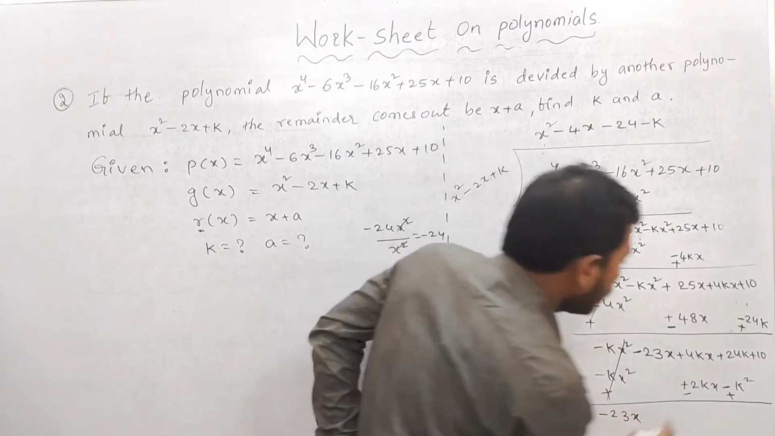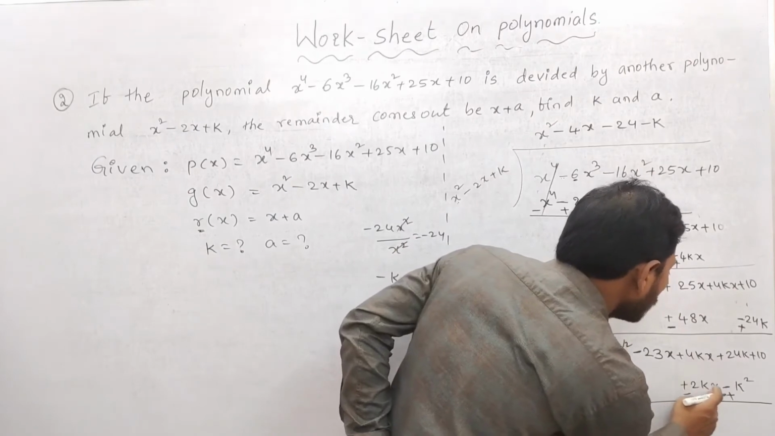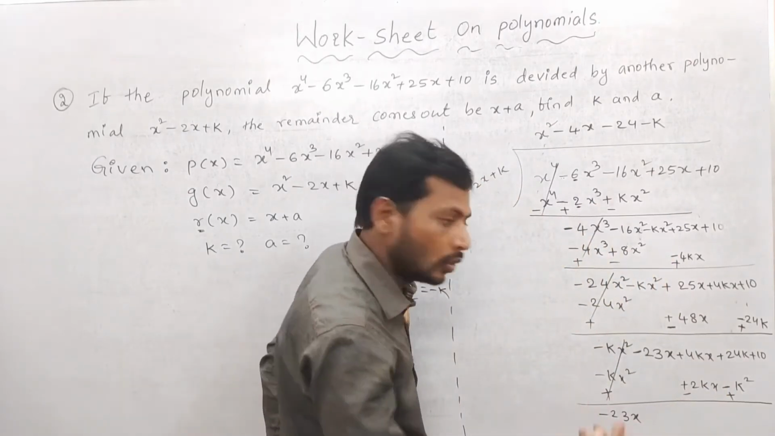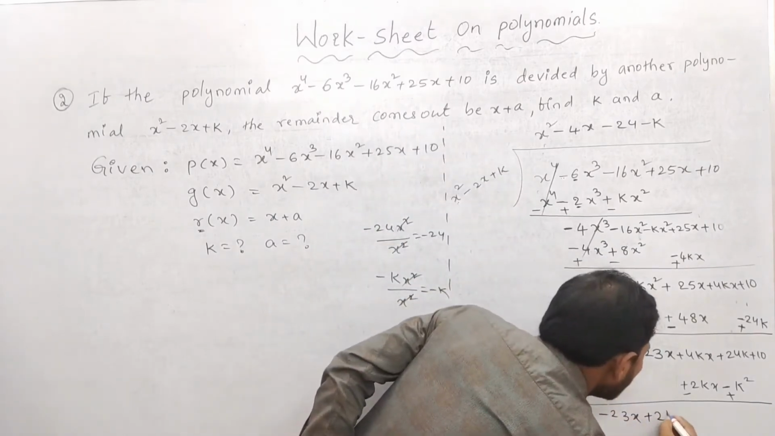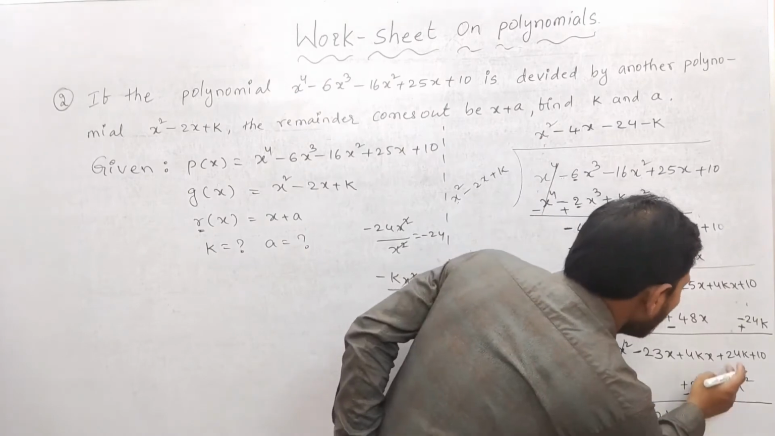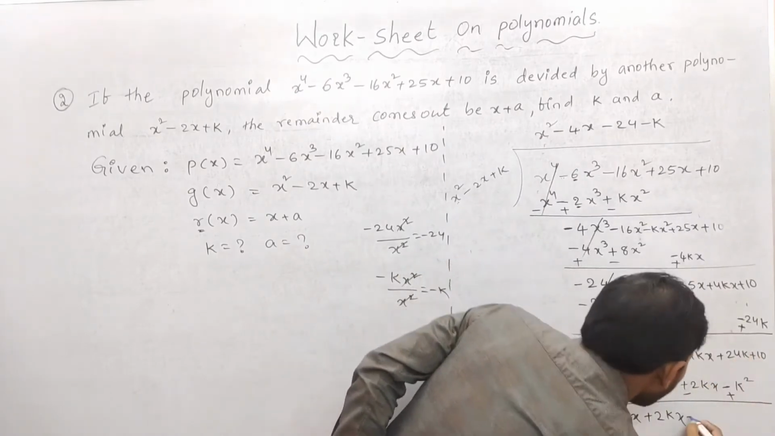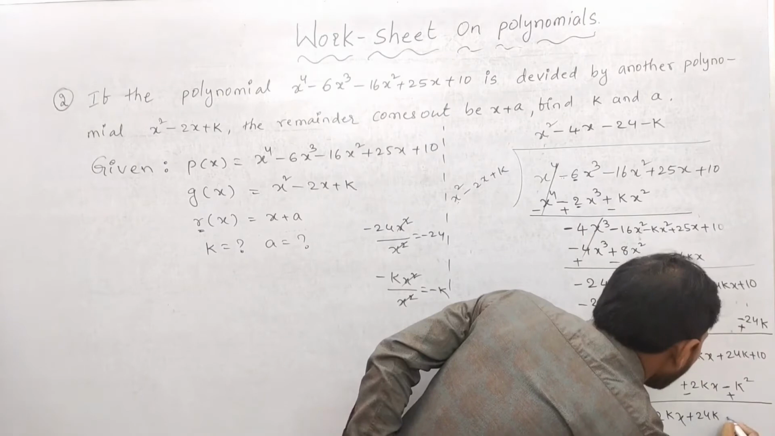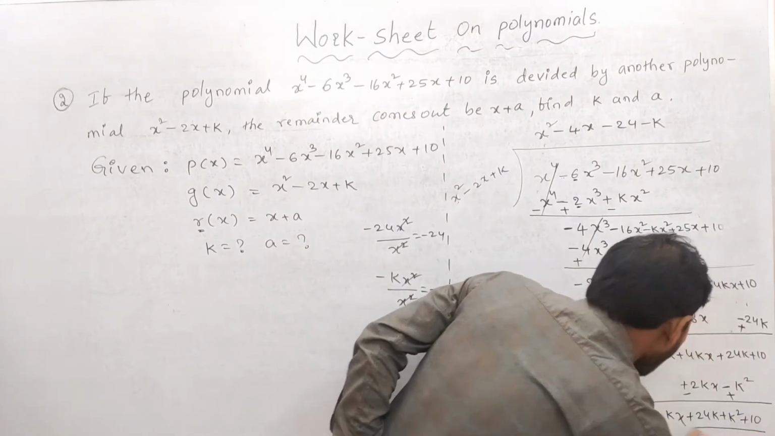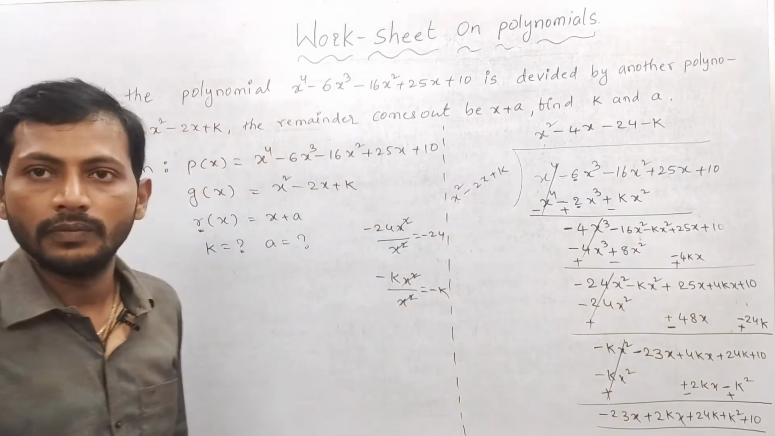Very good. And 4kx minus 2kx. 4k minus 2k, 2k. Then I am writing plus 2kx. Very good. Next, how much is there? This is the 24k plus 24k plus k square plus 10. Last, finally you got this much value.